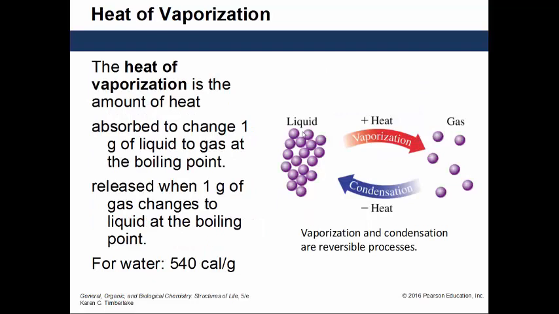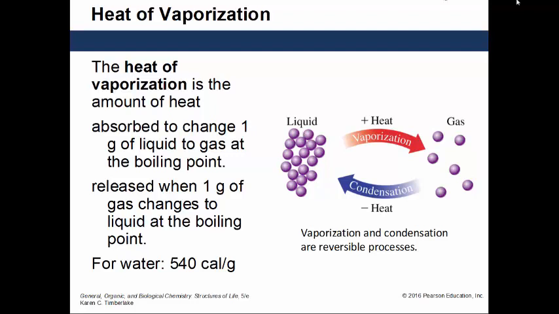Right. Heat of vaporization. This is the amount of heat that's absorbed to change 1 gram of liquid to gas at the boiling point, and also the amount of heat that is released when 1 gram of gas changes to liquid at the boiling point. So for water, 540 calories per gram.